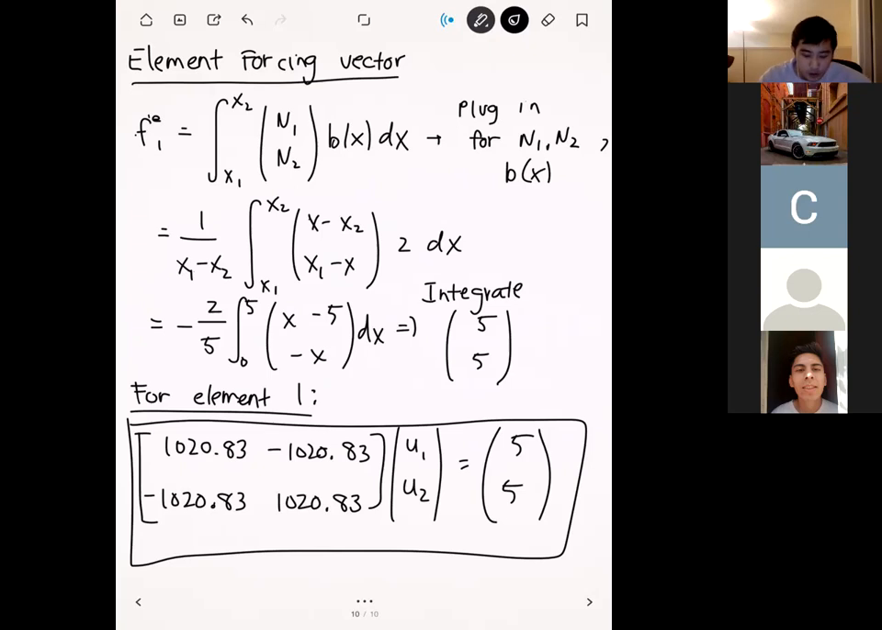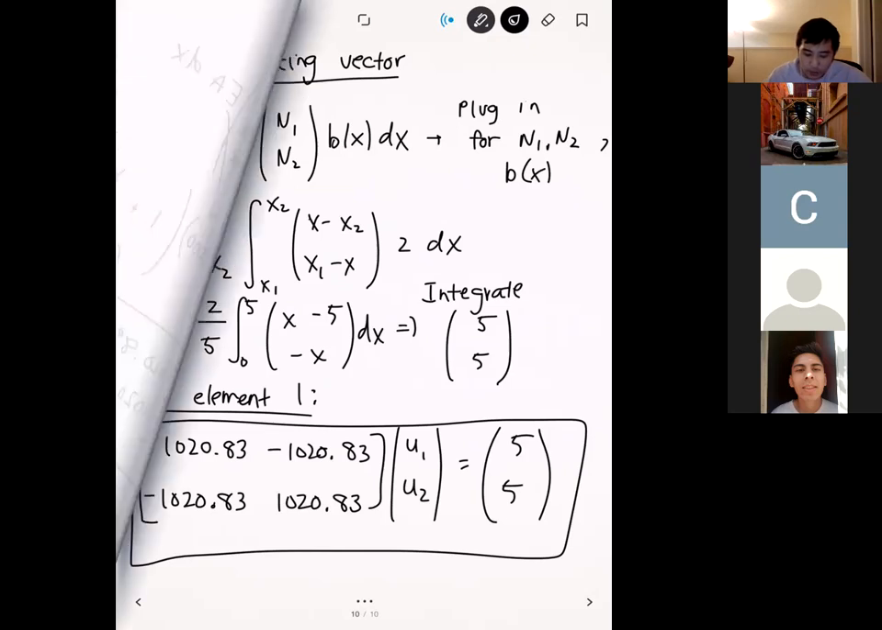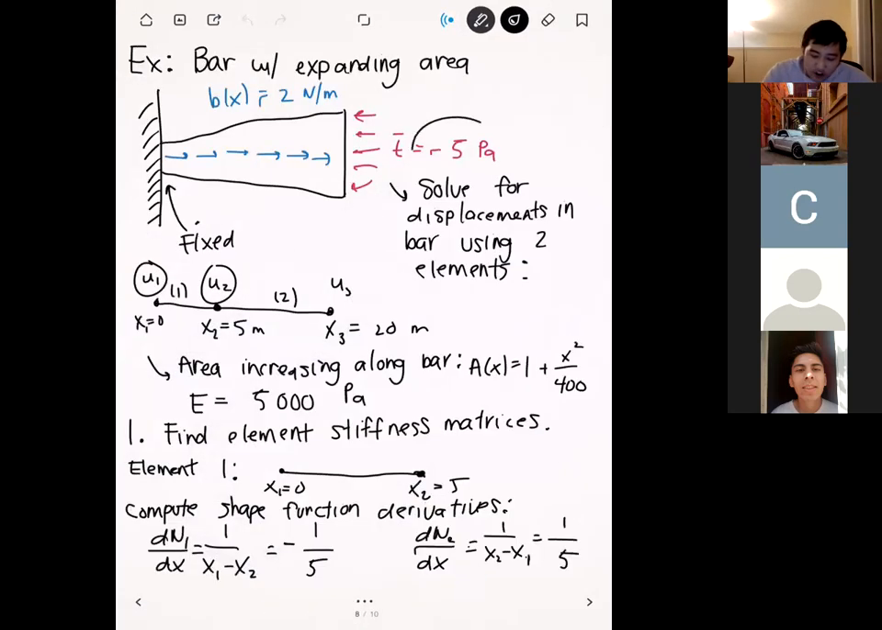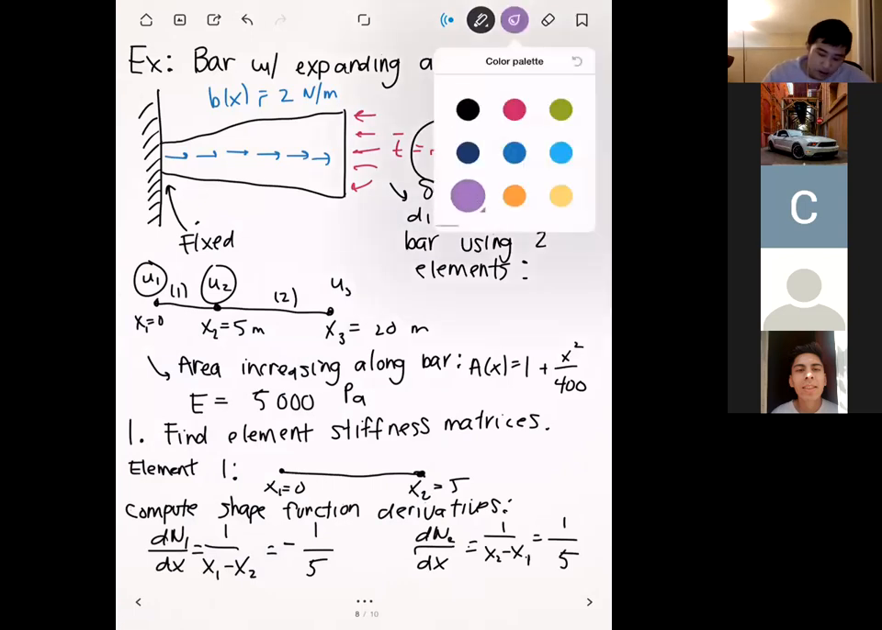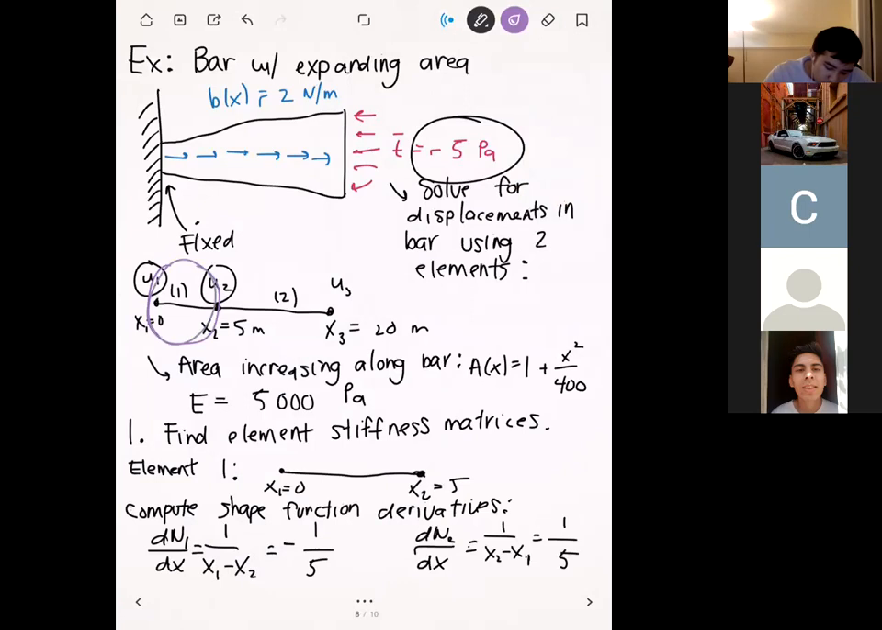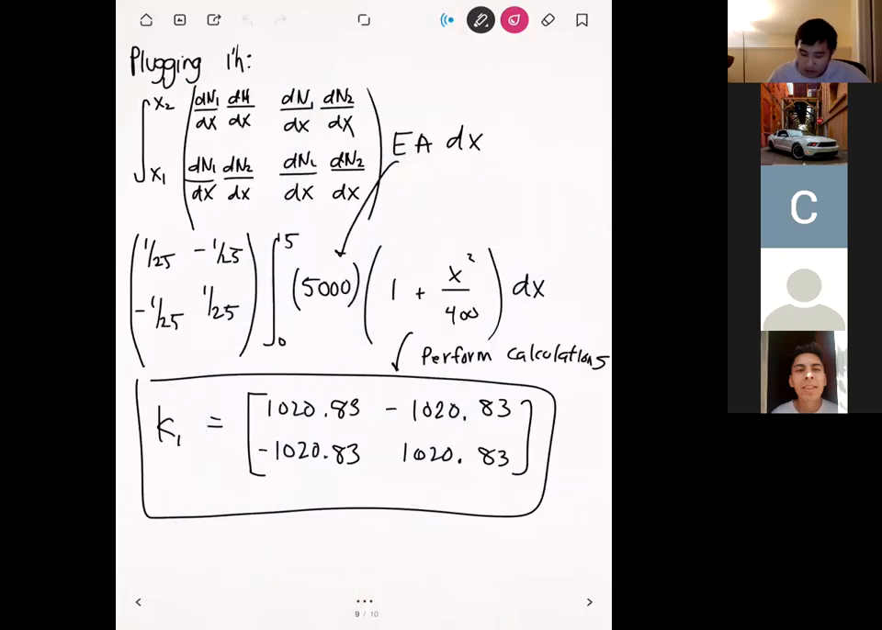Okay. And if you notice, when we were computing the element forcing vector, we didn't do anything with the load yet, right? Remember, we had a load of -5 pascals being applied on the right-hand side. But since we were working on element 1, which is comprised of just this part right here, the load isn't being applied on element 1. The load is actually being applied here on element 2. Once we repeat this procedure for element 2, you'll see where the load comes in. All right, any questions on this so far?